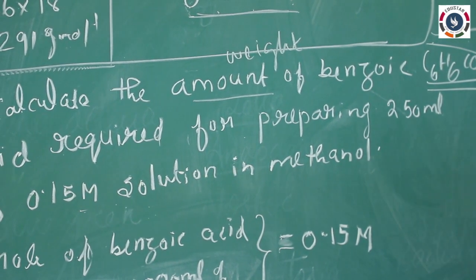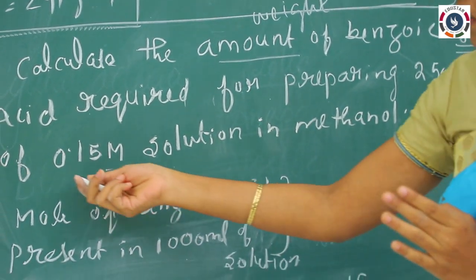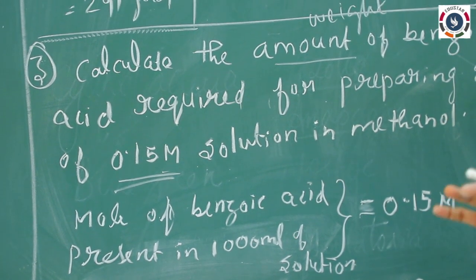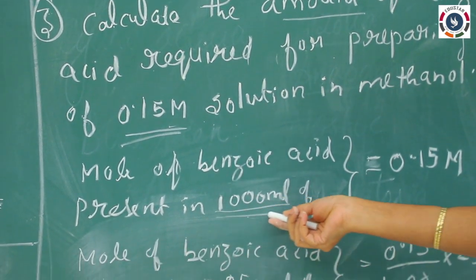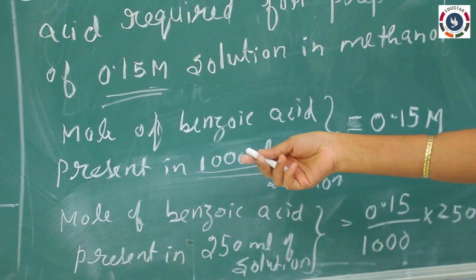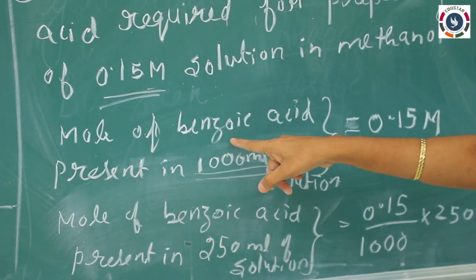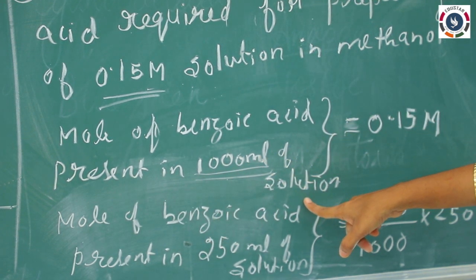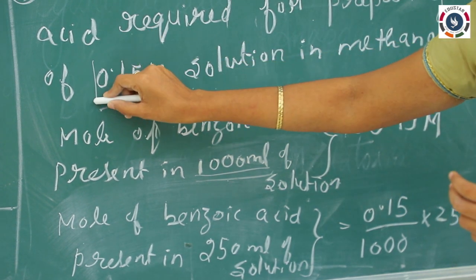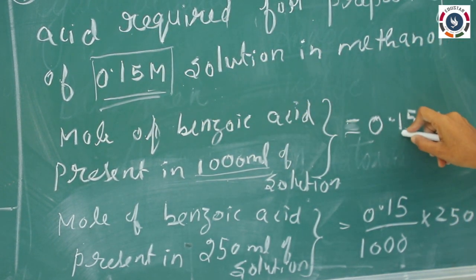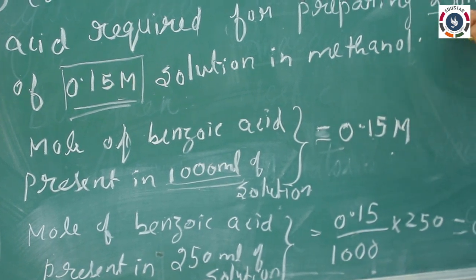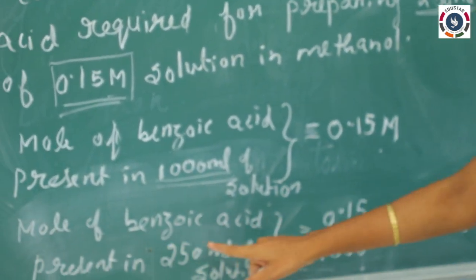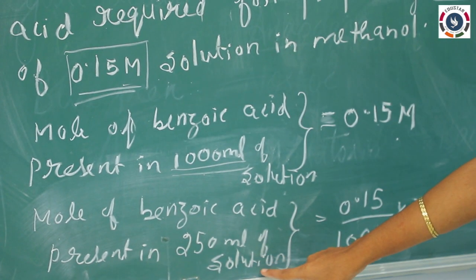Remember one thing: if they say the molar value, that means the number of moles present in 1000 ml of the solution. I have written here moles of benzoic acid present in 1000 ml of solution. In 1000 ml of solution they have given 0.15, so I have written 0.15. They are asking to find out for 250 ml. I am writing moles of benzoic acid present in 250 ml of solution.